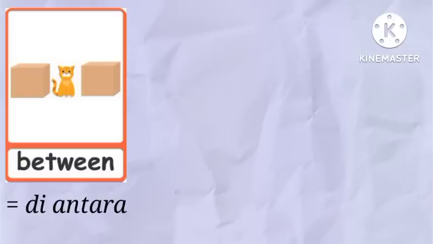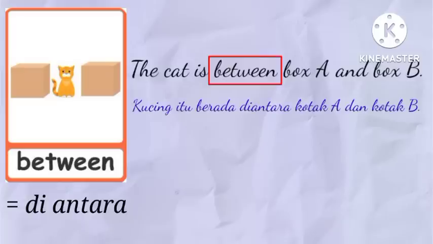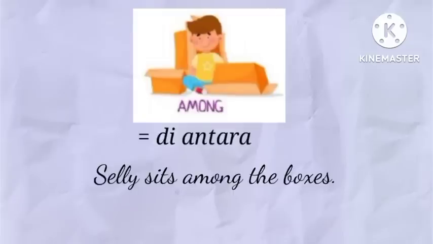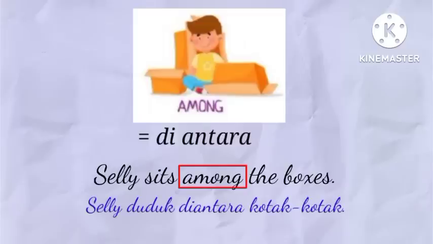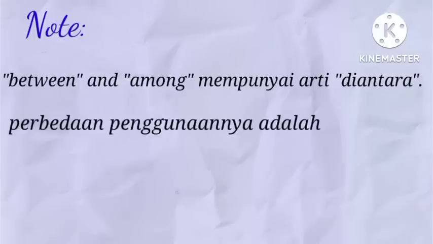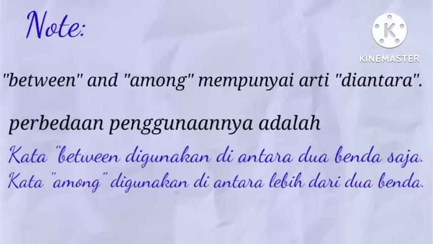Between, di antara. Example, the cat is between box A and box B. Among means di antara also. Example, Sally sits among the boxes. Note also for among and between. Between and among mempunyai arti yang sama, di antara. Perbedaan penggunaannya adalah kata between digunakan di antara dua benda saja, sedangkan among di antara lebih dari dua benda.